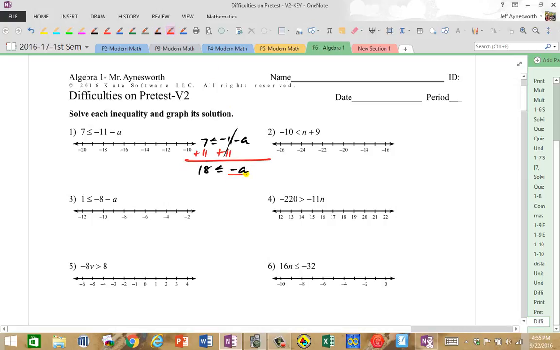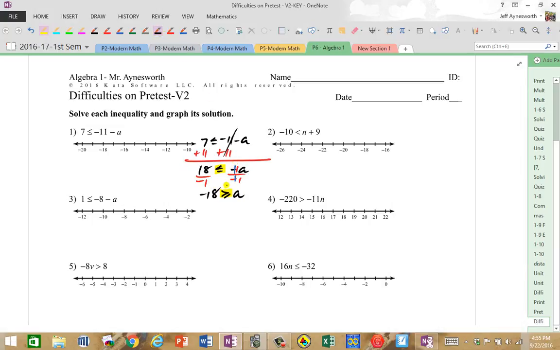I'm going to divide both sides by negative 1 because I want to cancel out the coefficient that's negative. I know that a negative divided by negative is a positive, right? So obviously that clears it right there. And I get negative 18 is greater than or equal to a. I have to switch the inequality. Take a look closely. When you divide by a negative, you got to switch the inequality. Well, if negative 18 is greater than or equal to a, that means that a is less than or equal to negative 18.